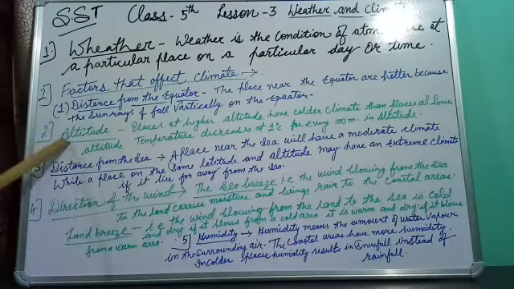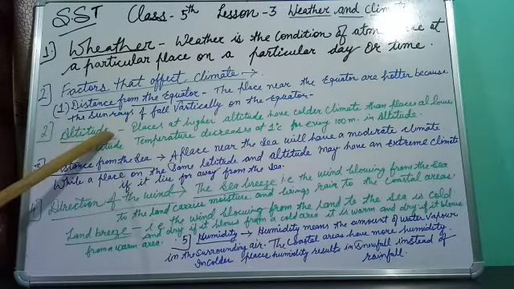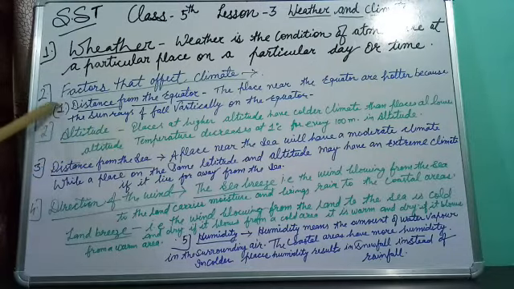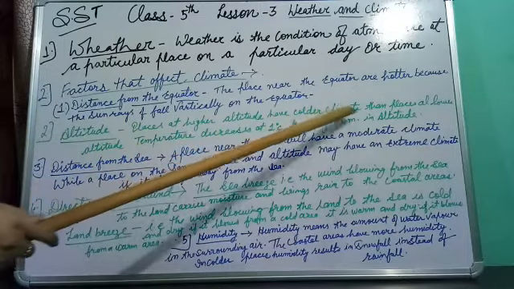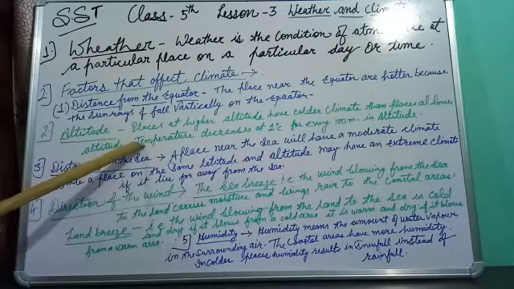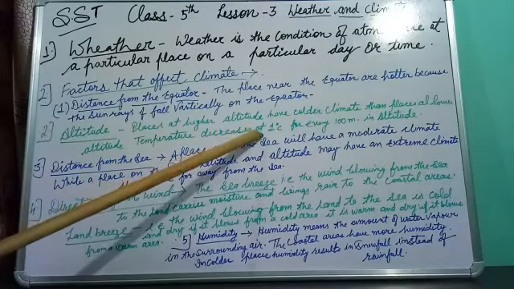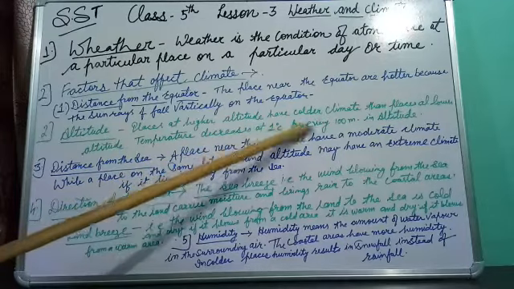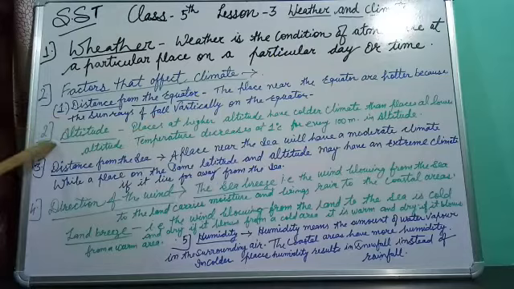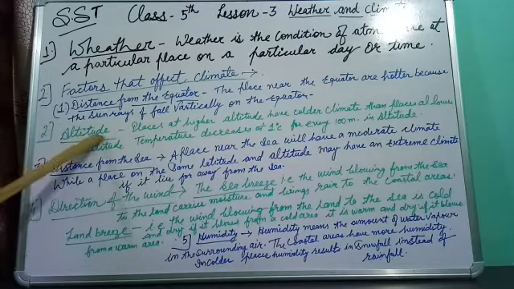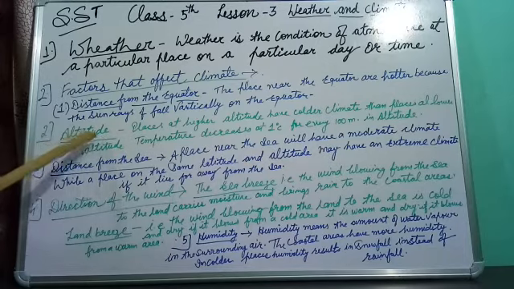Number 2, altitude or elevation. Altitude of a place greatly influences the climate. Places of higher altitude have colder climates than places at lower altitude. Temperature generally decreases by 1 degree centigrade for every 100 meters in altitude. Ooty is cool even in summers because of its height, though it lies near the equator. The peaks of the Himalayas are covered with snow even in summers.